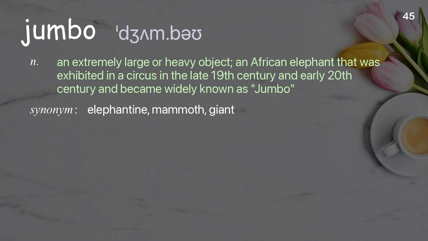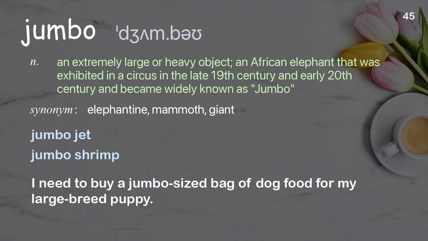Jumbo. An extremely large or heavy object, an African elephant that was exhibited in a circus in the late 19th century and early 20th century and became widely known as Jumbo. Examples: jumbo jet, jumbo shrimp. I need to buy a jumbo-sized bag of dog food for my large breed puppy.